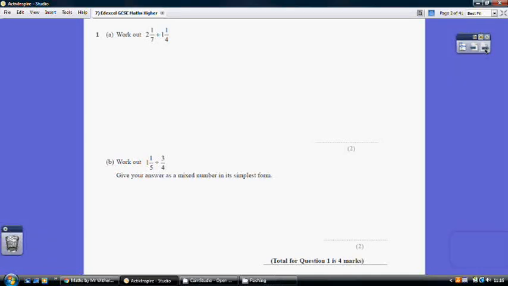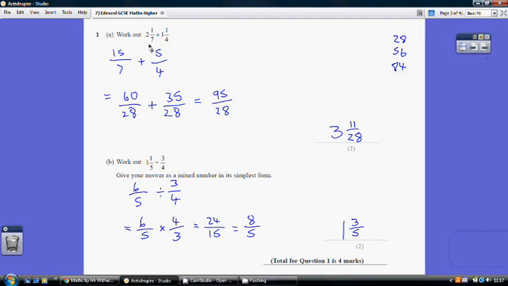Question 1. So to add mixed numbers, we've got to start off by making them improper fractions, top-heavy fractions. So 2 1/7 is 15 sevenths, and 1 1/4 is 5/4. Now, to add fractions, we need to have a common denominator, and 7 and 4 both go into 28. So let's make 28 our common denominator.